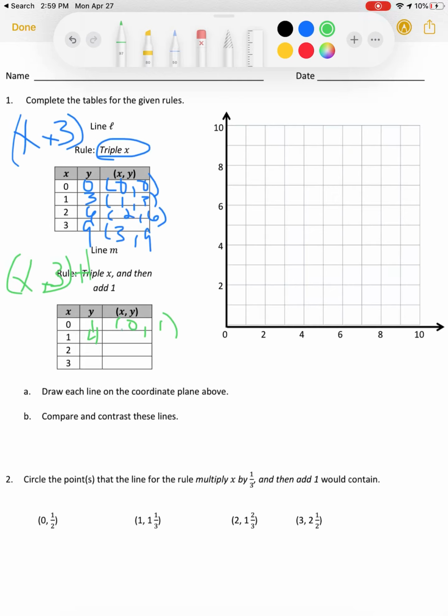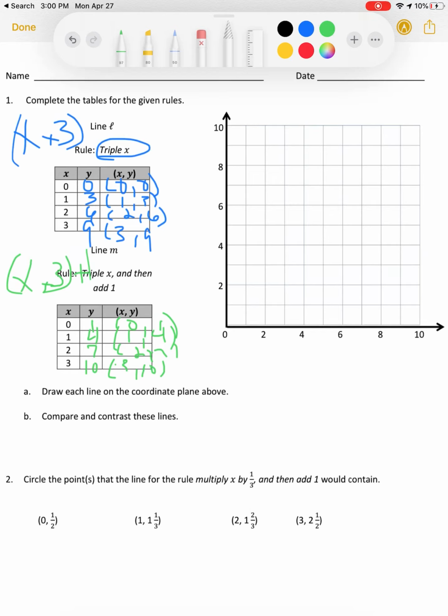Very good. And we're going to plot our coordinate pairs here. We'll write them here and plot them on our graph. Next one is 2. 2 times 3 equals 6. Very good. 6 plus 1 equals 7. So our coordinate pair here is 2, 7. And then the last one here, 3. When x is 3, 3 times 3 equals 9. Very good. And 9 plus 1 equals 10. So the coordinate pair here would be 3, 10.